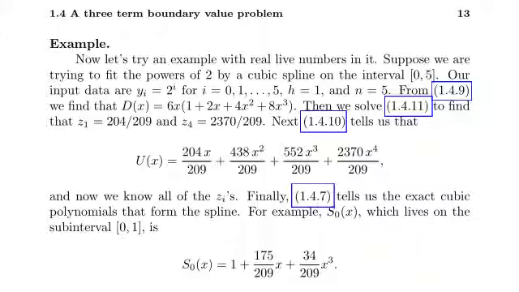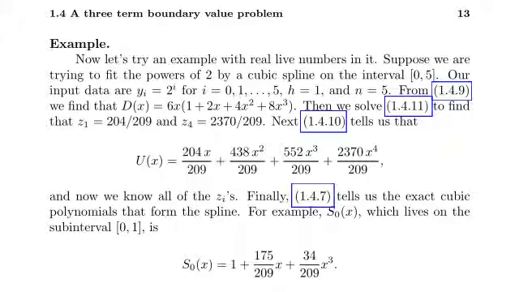So now we've finally got that done, we can go back to reading the text. I've calculated Z1 to Z4 and it agrees with what they've done. So now we know all of the Zi's. Finally, 1.4.7 tells us the exact cubic polynomials that form the spline. For example, S0, which lives on the subinterval 0 to 1, is S0(x) equals 1 plus 175 over 209 x plus 34 over 209 x cubed.